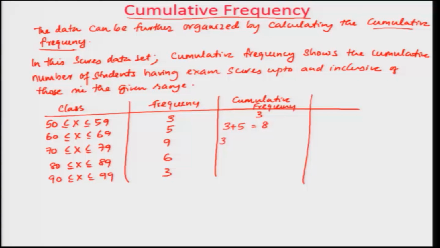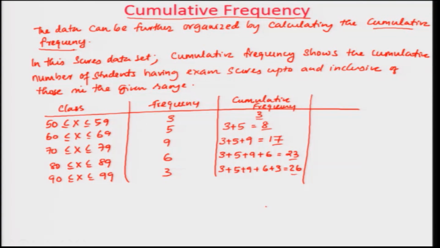This one will be 3 and then 5 and then the current one, that is 8 plus 9, 17. This will be 3 plus 5 plus 9 plus 6, that is 23. Then it is 3 plus 5 plus 9 plus 6 plus 3, 26. So, this is what you call a cumulative frequency: 3, 8, 17, 23, 26, where you add all the values up to the upper limit of that particular class.